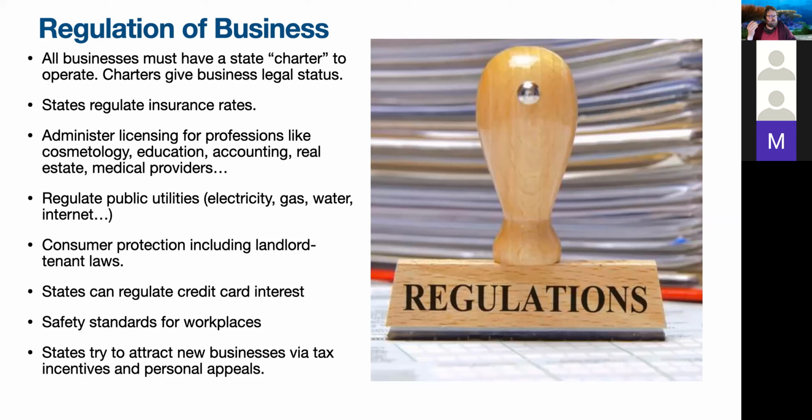States regulate public utilities, things like electricity, gas, water, even internet now is considered in many places to be a public utility. And those companies have to get approval from state regulators before they can raise rates or offer other services. Consumer protections, including things like landlord tenant laws, basically outlining what it's okay for landlords to do and what rights tenants have. Those are state things, those are not federal things. States can regulate credit card interest, which again is why so many credit card companies are based in Delaware.